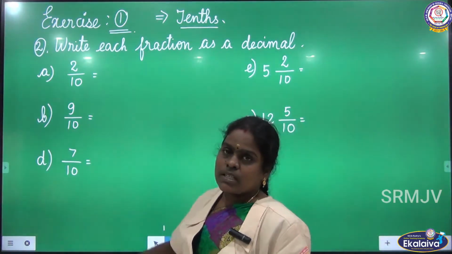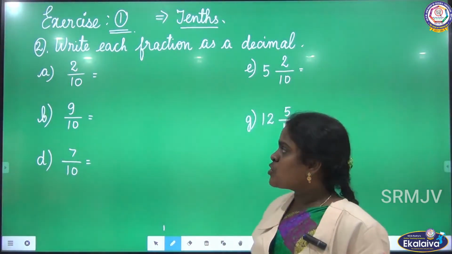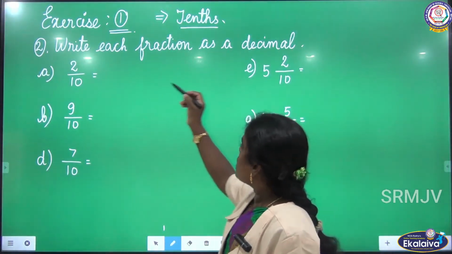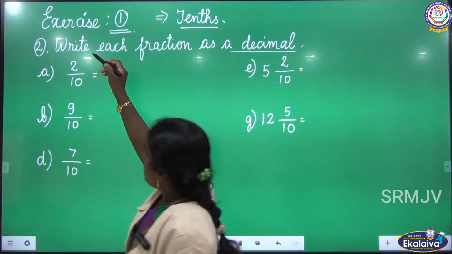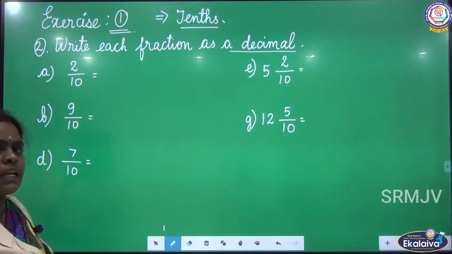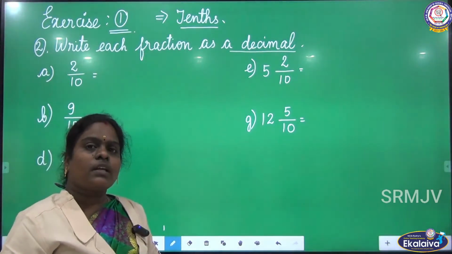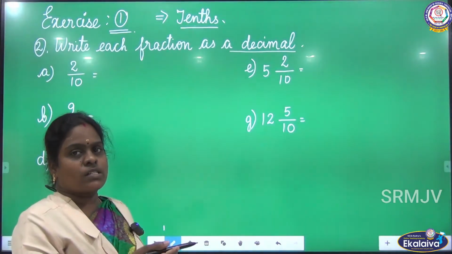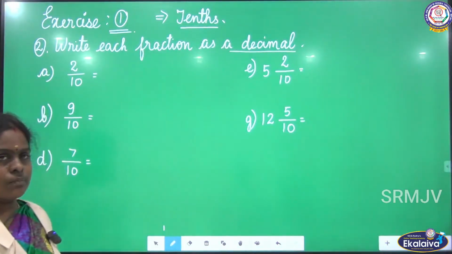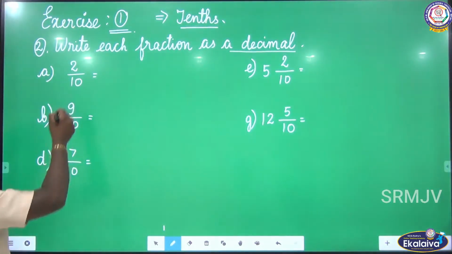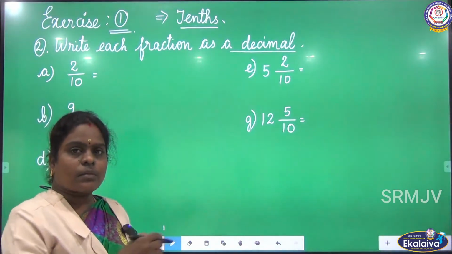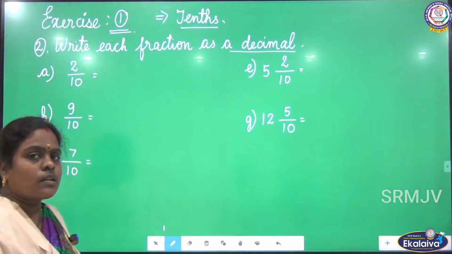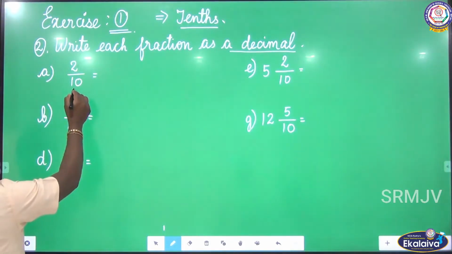Here the fractions are given. We are going to change the given fraction into a decimal. Children, when we have the denominator 10, it is very easy to change into the decimal. Here we have 10, and can you count how many zeros you have in the denominator? That means in 10, yes, we have 1 zero.